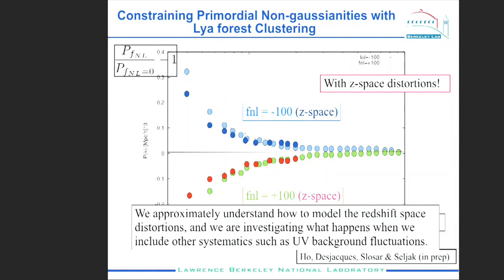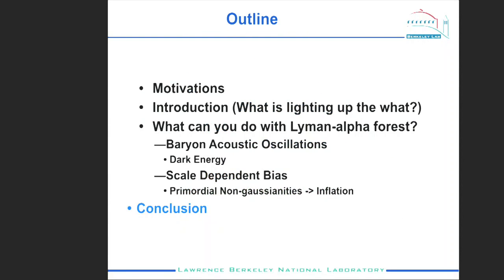So I just want to say that we approximately understand how to model the redshift-space distortions. We're investigating what happens when we include other systematics, such as UV background fluctuations. And we think we definitely know how to do BAO, because people have done it already. Let me just quickly conclude.